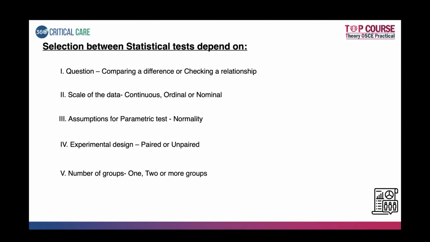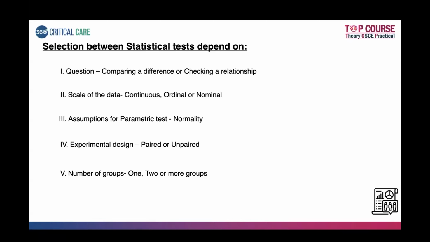One is the question. First, you assess whether you are looking for a difference between two variables or you are assessing for a relationship. Second, you see the scale of the data, whether it is continuous data or ordinal data. Example, mild, moderate, severe, good, better, best, bad, worse, worst, those kind of things, or nominal, male, female, young, old, those kind of stuff. Then assume for the parametric test, which I'll discuss subsequently.